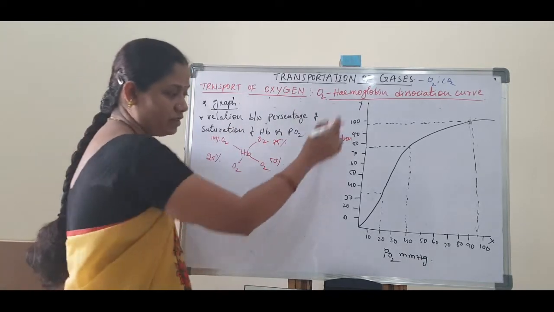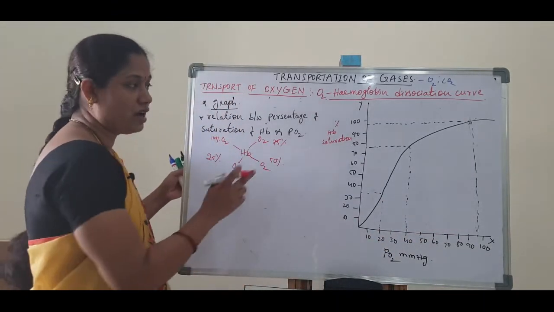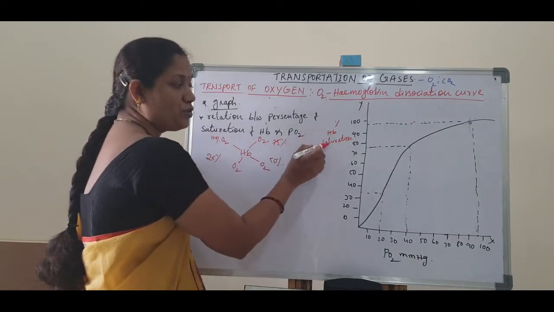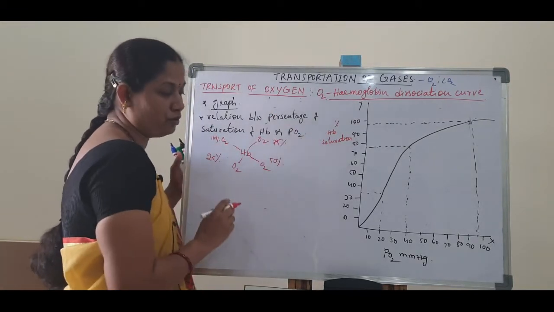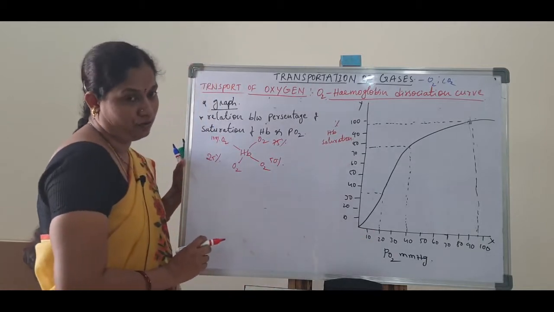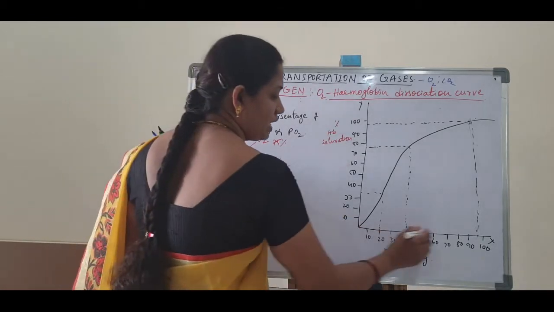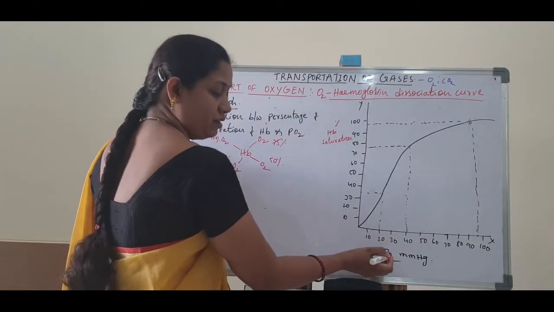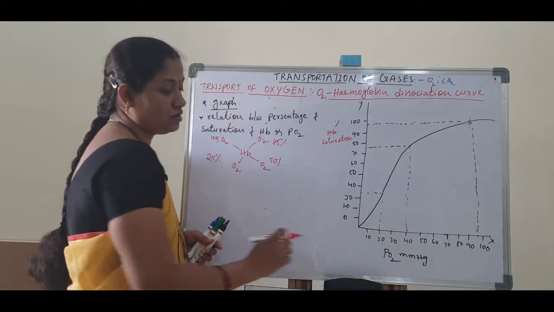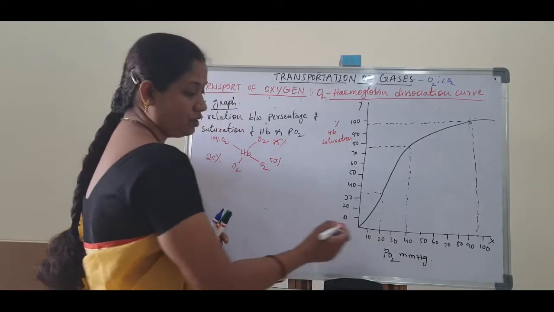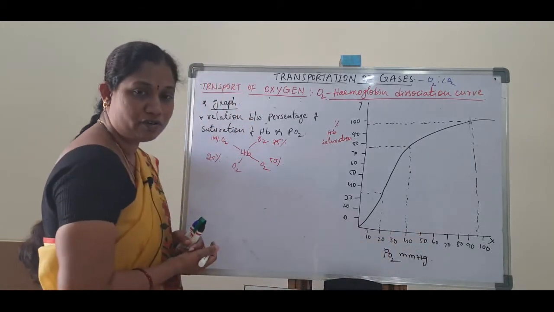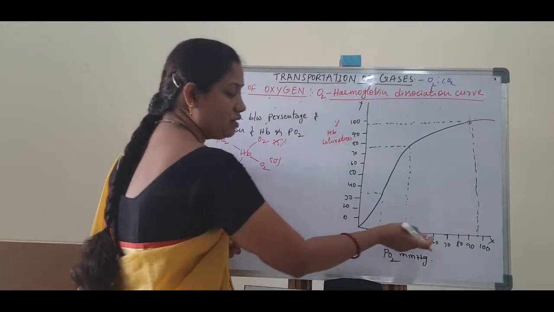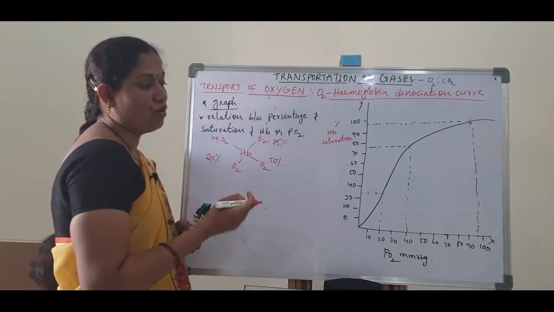So this is a graph. This graph explains the relation between saturation of hemoglobin and the partial pressure of oxygen. Here, this is the x axis and this is the y axis. On the x axis we have taken the partial pressure of oxygen in mmHg: 10, 20, 30, 40, 50, 60 up to 100. These are values of partial pressure of oxygen.